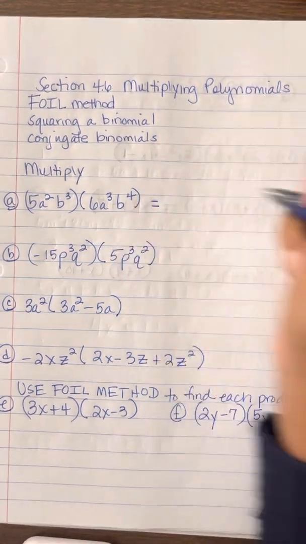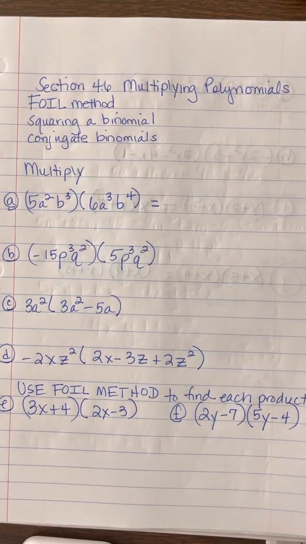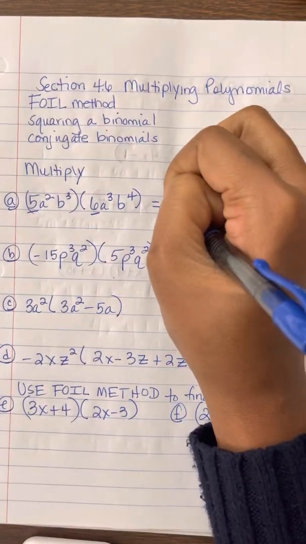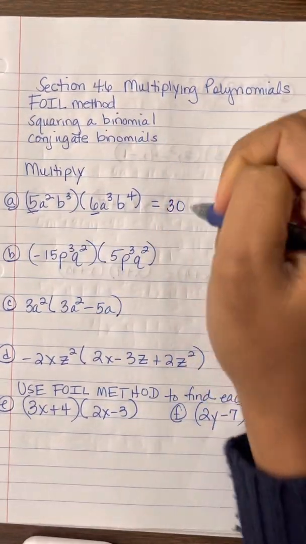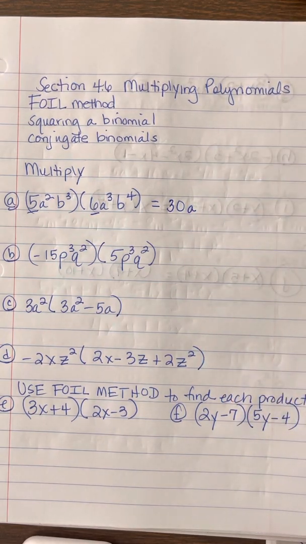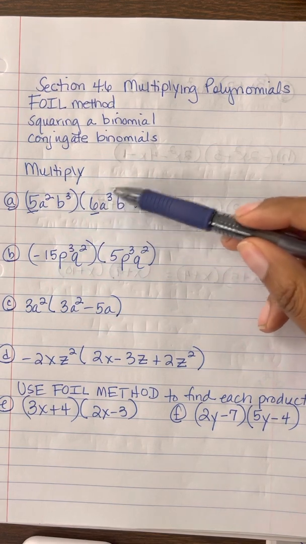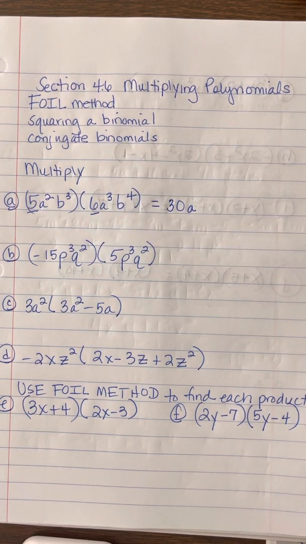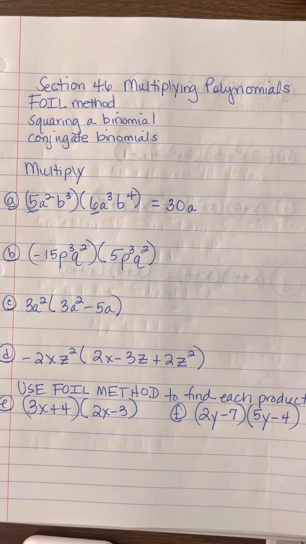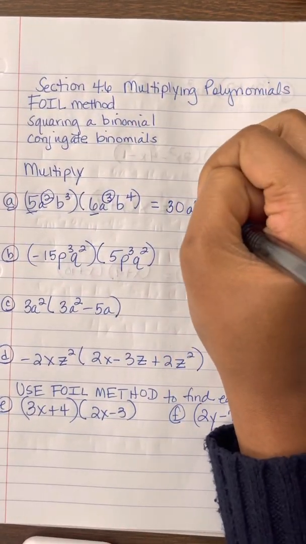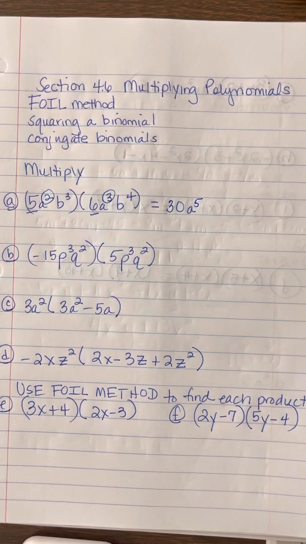Let's start with A. 5a squared b cubed times 6a cubed b to the fourth power. So let's start with our times tables. 5 times 6 is 30. And now we need to add our exponents. So I'm looking at a squared and a to the third power, a cubed. So we want to add our exponents, okay? So 2 plus 3 is 5. Okay, we talked about that rule also.